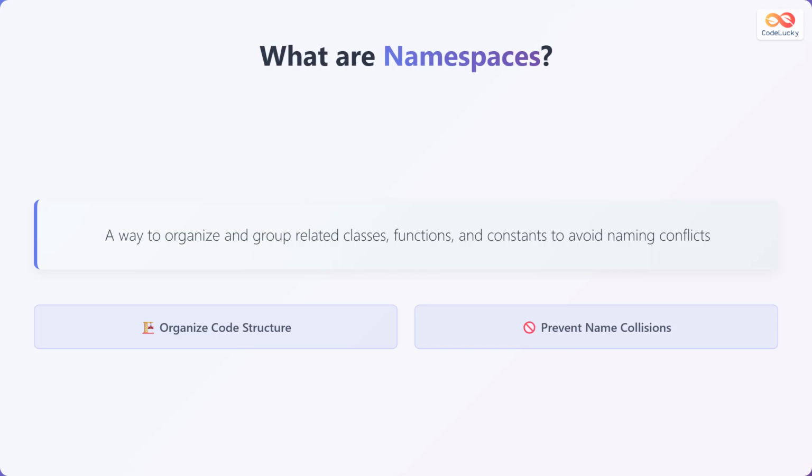So, what exactly are namespaces? Think of a namespace as a way to group related classes, functions, and constants under a unique name. The primary purpose of namespaces is to avoid naming conflicts that can occur when you have multiple classes or functions with the same name in different parts of your code, or from different libraries. Namespaces help organize code structure and also help prevent name collisions.